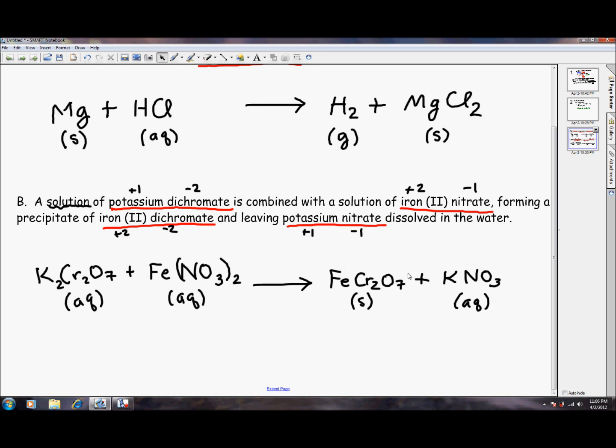Once you've got all of the formulas written out, go back and assign states of matter. Look for clues to the states of matter in the description. Okay, and the last thing that you would do would be to double check if you have any elements that are not in a compound. Check to see if they are diatomic. If they are, add a 2.